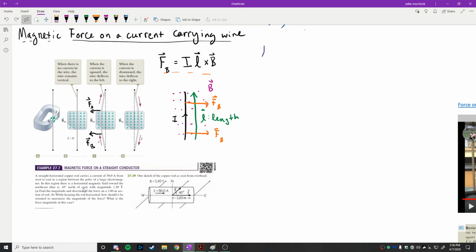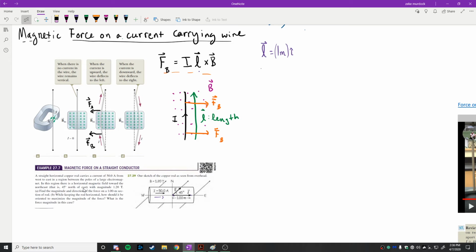So the vector L in this case, right? It's a vector, so we need to write it as a vector. It points in the same direction as the current, and the current's going that way. The length of the section that we're looking at is between here and here. It's only a meter long. So we're going to say this is 1 meter, and then we're going to multiply that times the i hat, right?